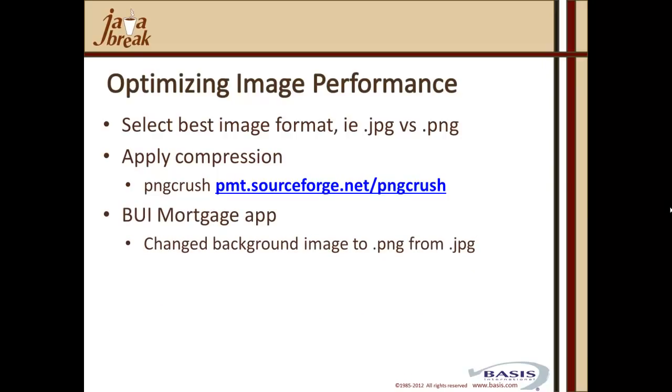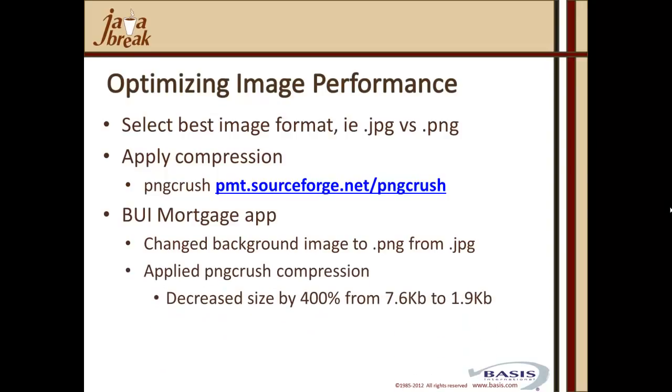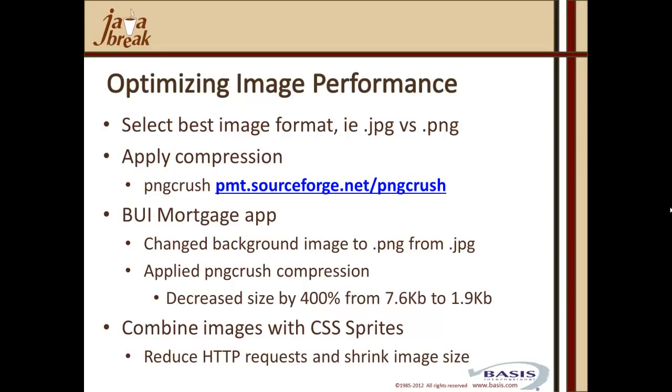In our Buoy Mortgage app, for example, we changed the background image to a .png from a .jpeg, we applied the PNGCrush compression algorithm, and we decreased the size by 400% from 7.6 kilobytes to 1.9 kilobytes.